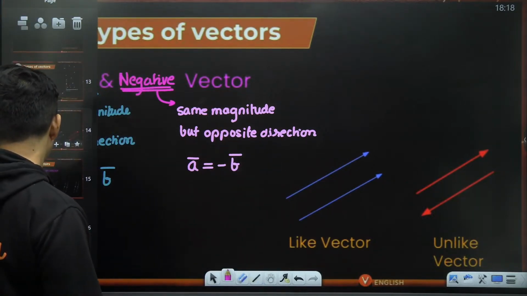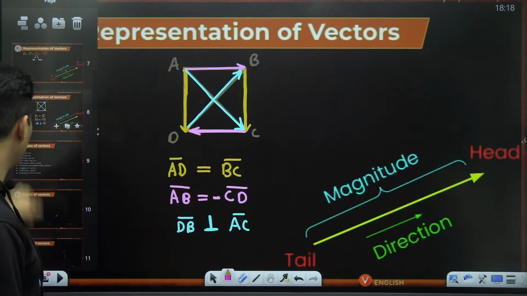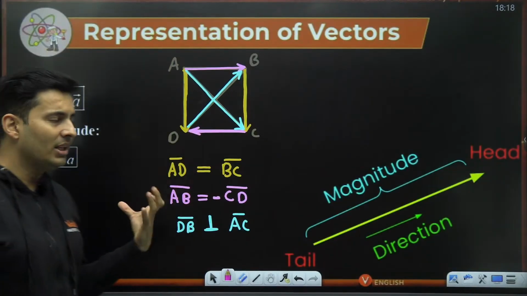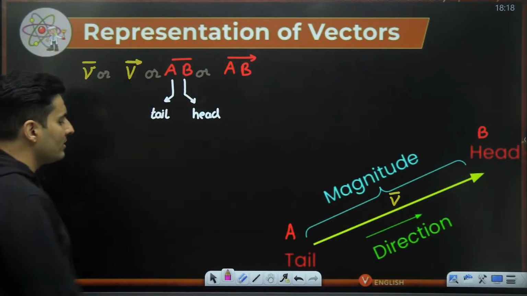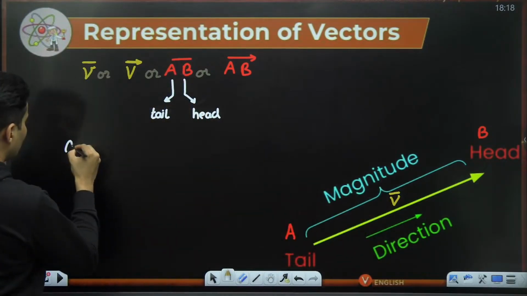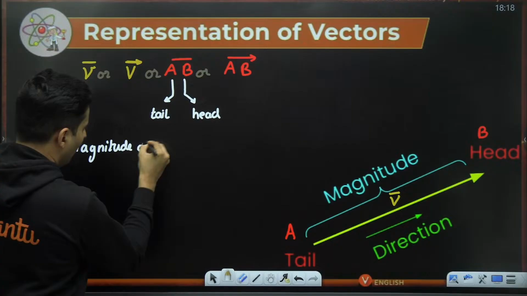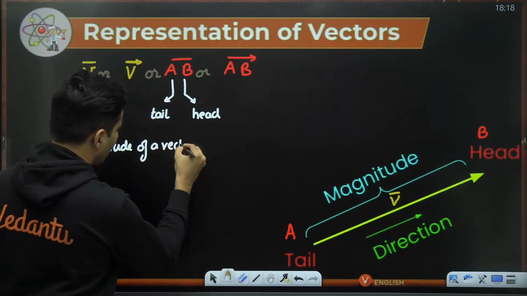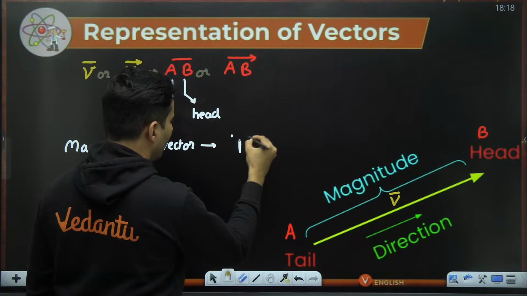All right. So moving on now to the next concept. What about the magnitude? How do I show the magnitude of a vector? The magnitude of any of these vectors can be represented like this. So the magnitude of a vector, for that use the symbol of modulus.